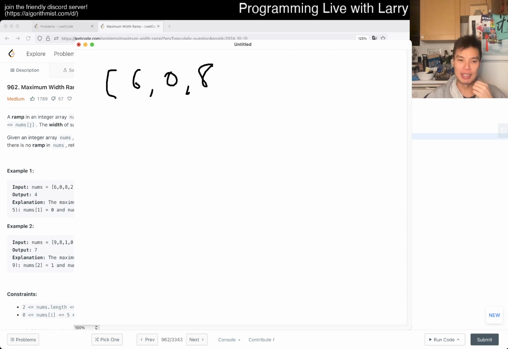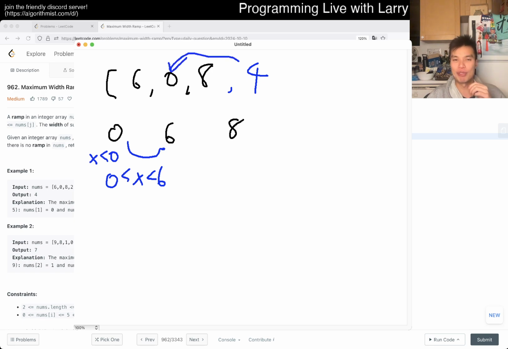Because, okay, let's write out the range. Actually, I'll write it out horizontally this time. 0, 6, and 8, right? So there are 4 ranges in between them. It could be x is less than 0. If that's the case, then like if this is a -1, then there's no answer for that one. But if x is between 0 and 6, so let's say the next number is 4, then 0 is actually the best match for it. So 0 is definitely a possible answer.